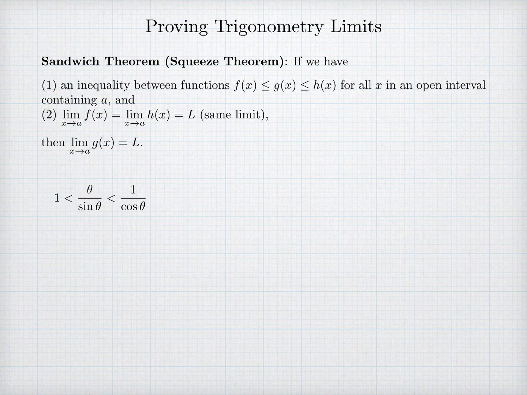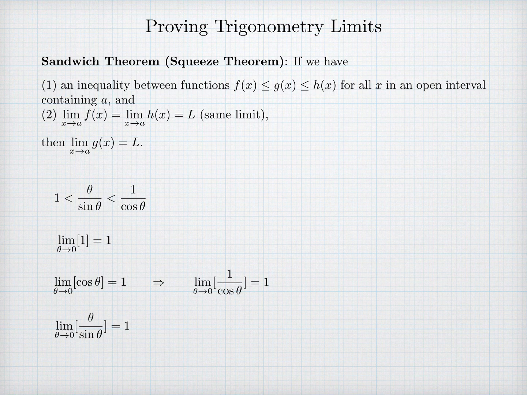We know that 1 is less than theta over sine theta is less than 1 over cosine theta. So if I take the function on the left, it's a constant function. And so the limit of 1 is 1. And then if I look at the function on the right, 1 over cosine theta, we know that the limit of cosine theta is 1 because cosine is continuous. And so the quotient rule says that the limit of 1 over cosine theta also equals 1. So the limit on the left and the limit on the right, the bounding functions, both have a limit of 1. This tells me that the function in the middle, theta over sine theta, has a limit of 1.